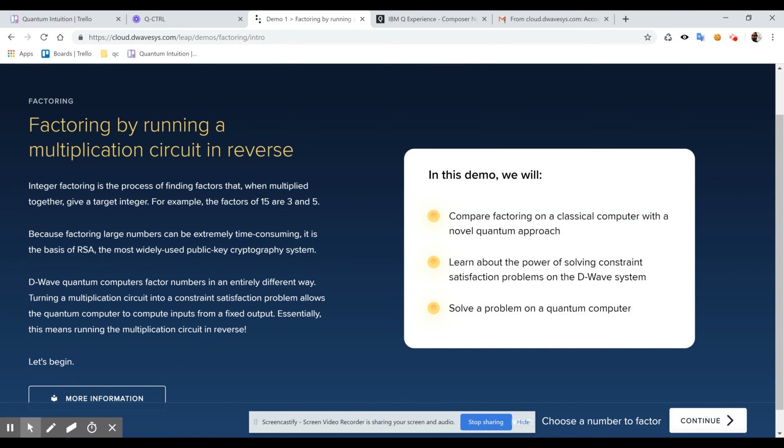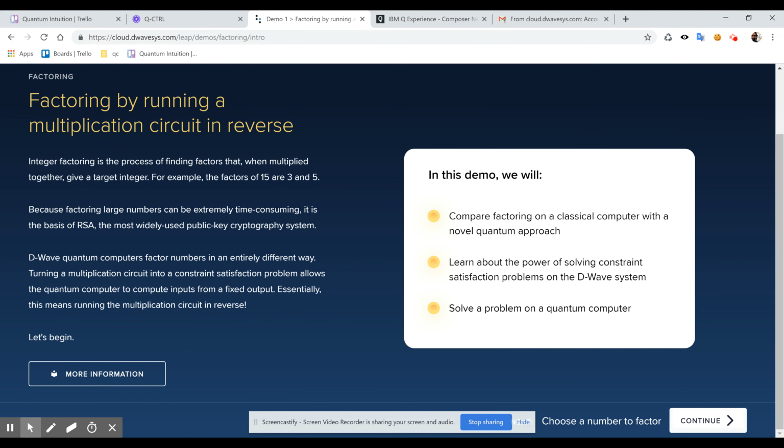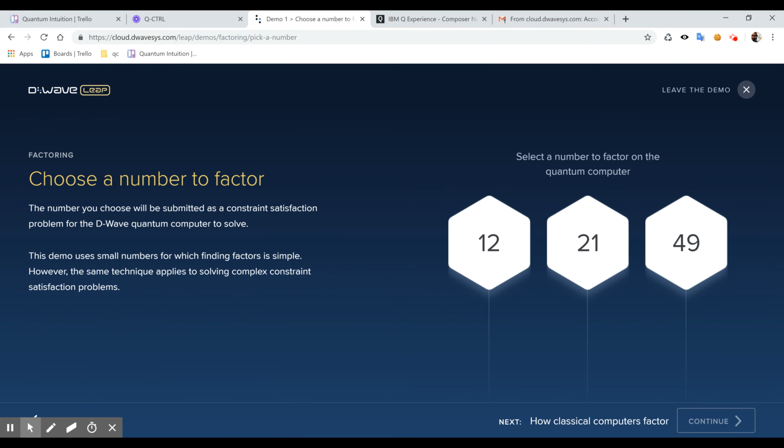Factoring by running a multiplication circuit in reverse. Integer factoring is the process of finding factors that when multiplied together give a target integer. I know that, that's basic stuff, good. Because factoring large numbers can be extremely time consuming, it is the basis of the RSA algorithm, the most widely used public key cryptography system. Good, so let's continue. Choose a number to factor. I like the way this is built. I think it's pretty intuitive. Okay, so let's see. 21.